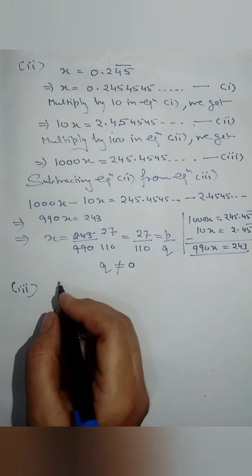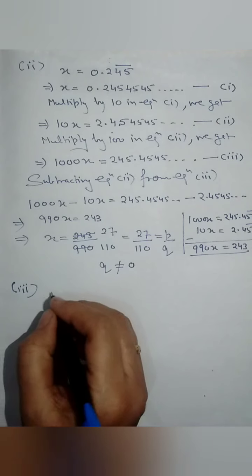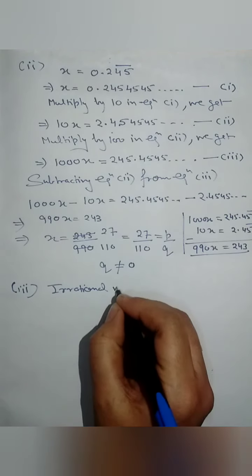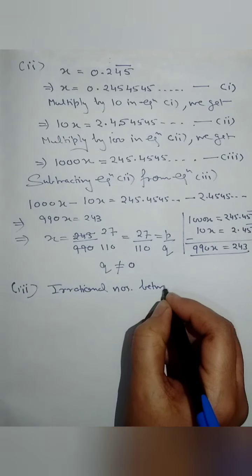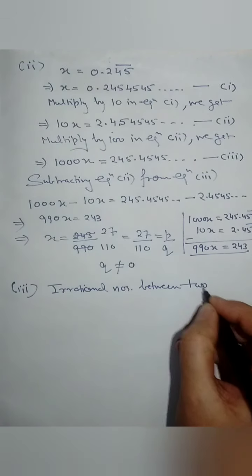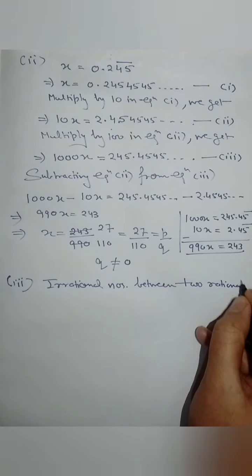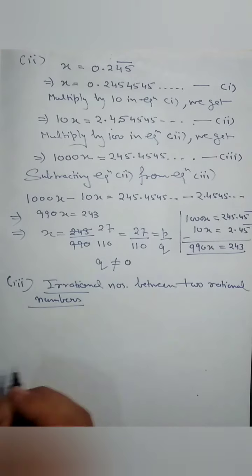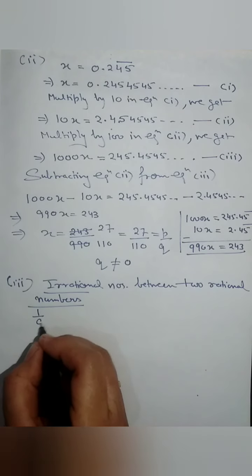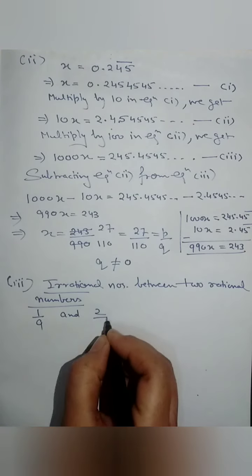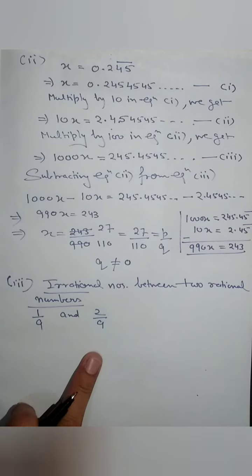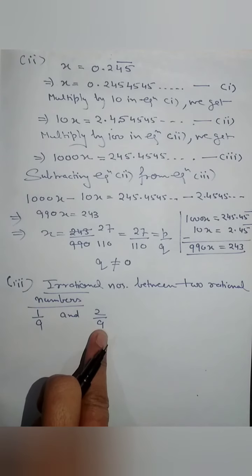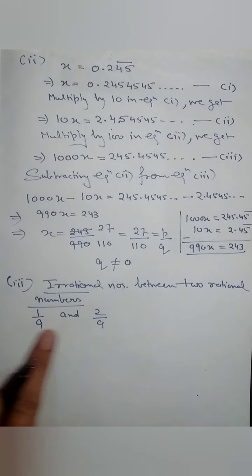Now see how to write irrational numbers between two rational numbers. How can we find this? Let the two rational numbers be 1 by 9 and 2 by 9. No doubt these two are rational numbers as they are written in the form of p by q. We have to find an irrational number between these two.